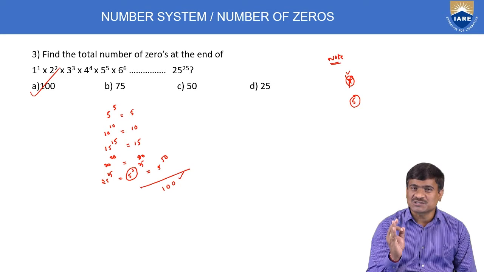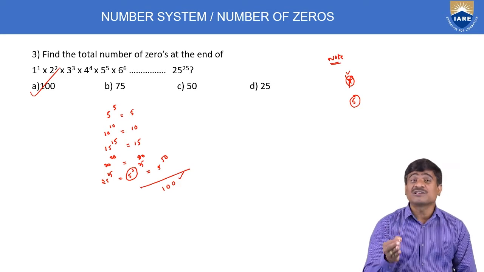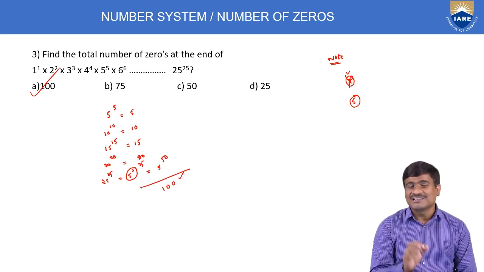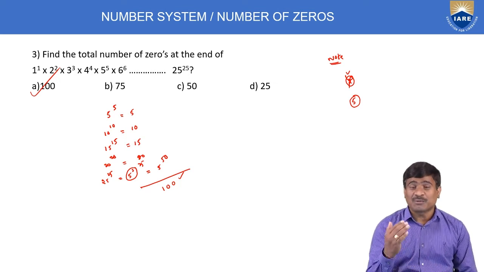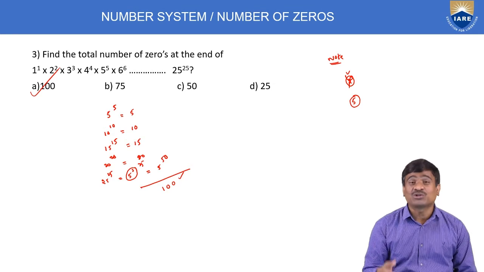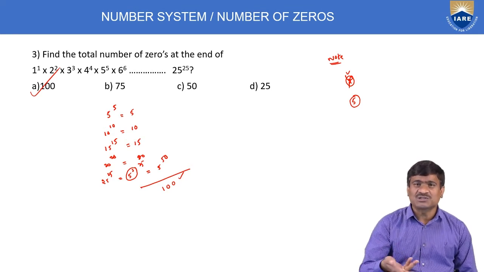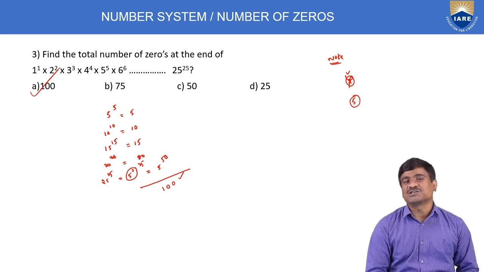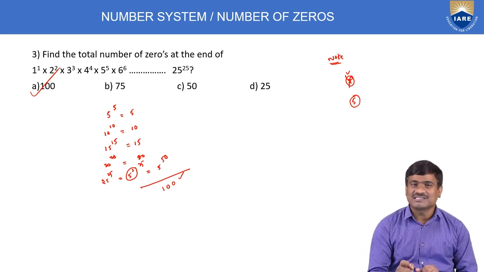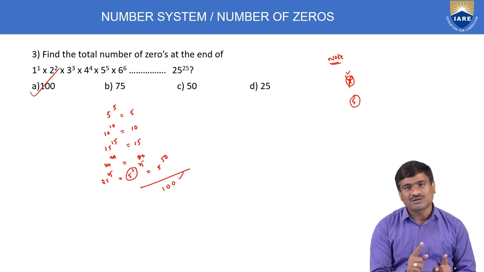Because the number of zeros concept depends only on the lowest power, that is possible only for 5. Just calculate only number of 5s. Suppose you calculate the number of 2s and it is more than 100. Suppose the assumption is 2 to the power of 200 into 5 to the power of 100. The lowest power is only 100. Therefore, answer is option A, only correct. Okay, this is about the number of zeros concept: series method and not series method.